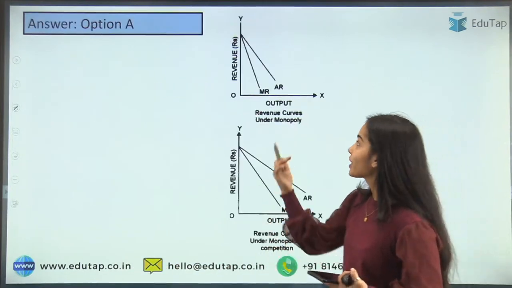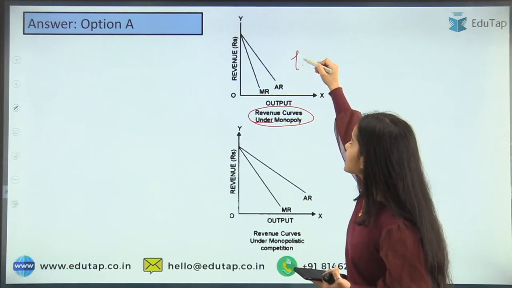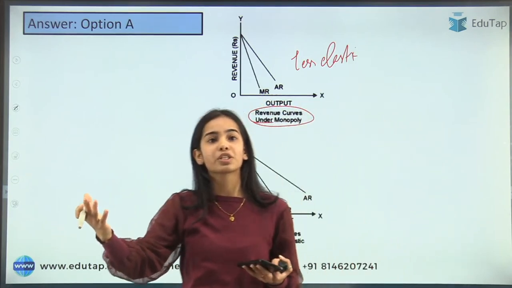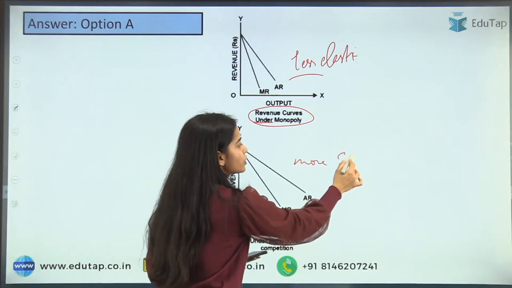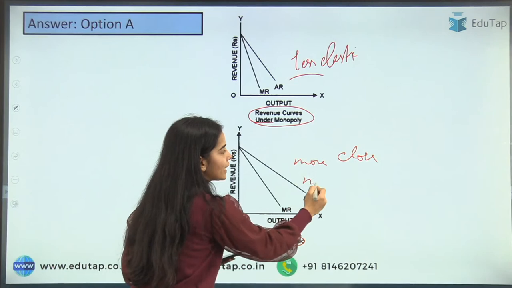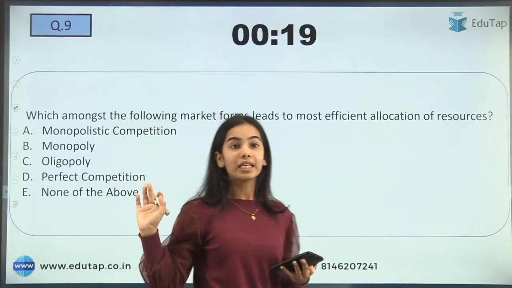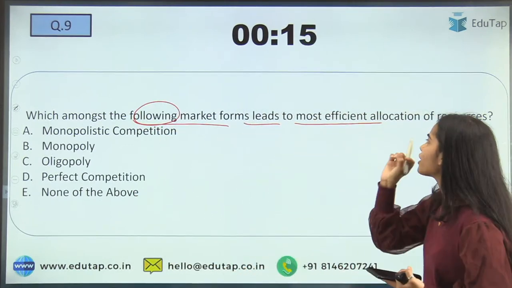Well done, you guys. Here you can see that the revenue curve under monopoly is less elastic because there are no close substitutes. When you have more close substitutes, as in the case of monopolistic competition, it is more elastic.